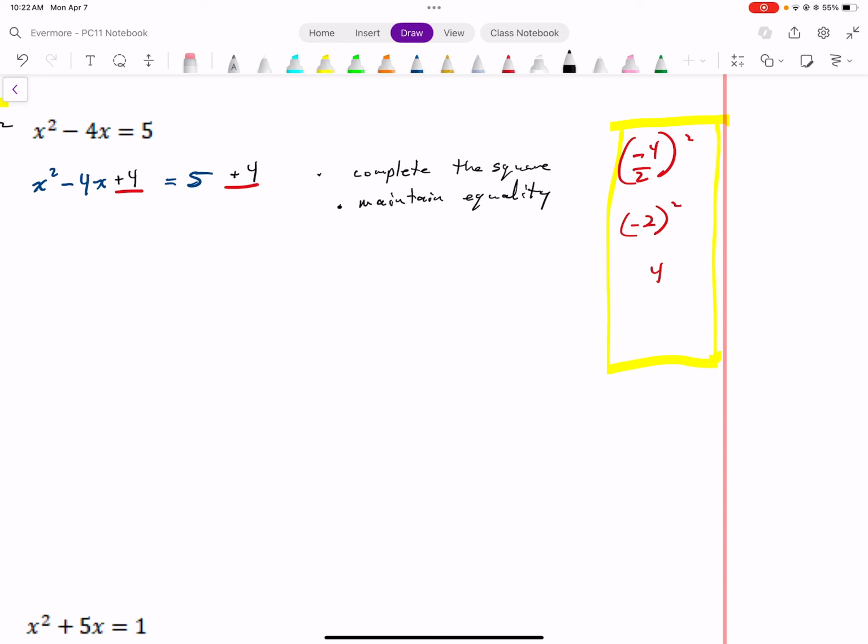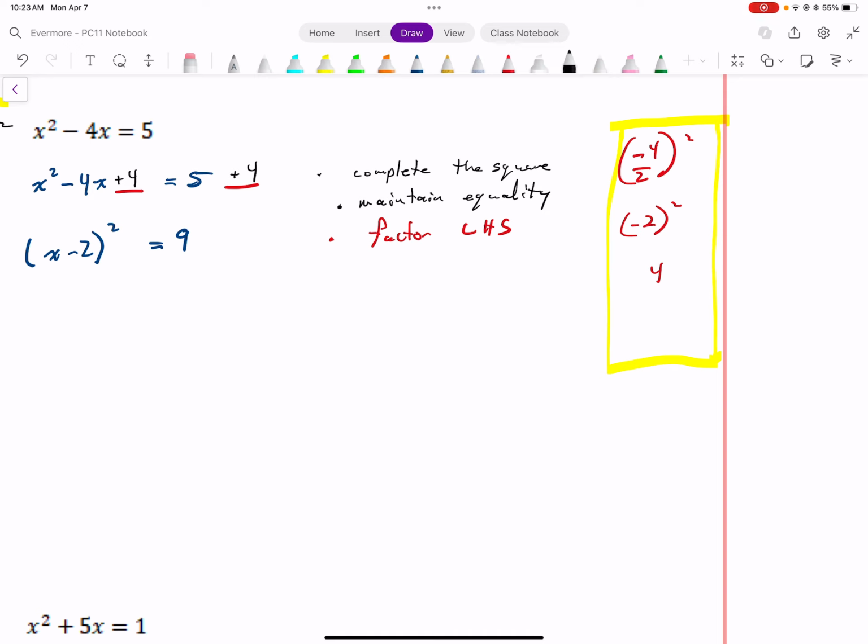In the next step, I'm just going to factor the left-hand side. And when you factor this, it is x minus 2 squared, and that is equal to 9. So I could say factor left-hand side.